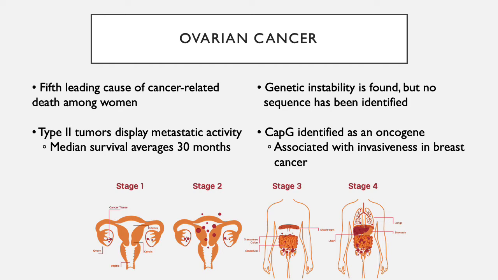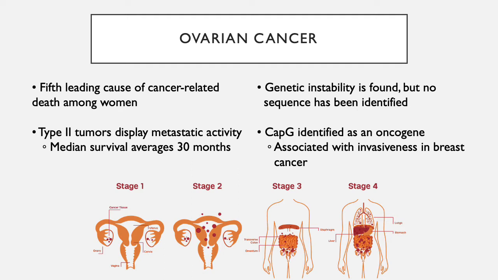Ovarian cancer is the fifth leading cause of cancer-related death among women, with the average 5-year overall survival of advanced stages not exceeding 40%. The tumors involved in ovarian cancer can be classified as type 1 or type 2. Type 1 tumors are slow-growing and develop from precursor lesions. Type 2 tumors, on the other hand, display metastatic activity and are much more fatal.